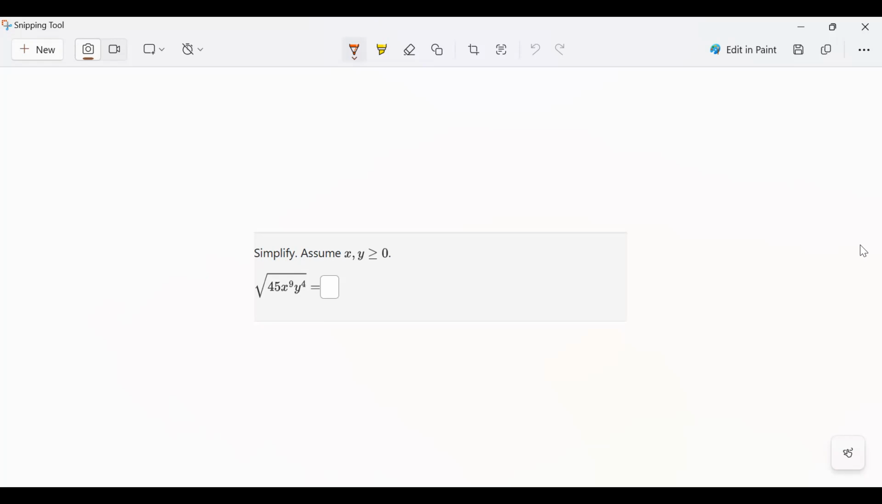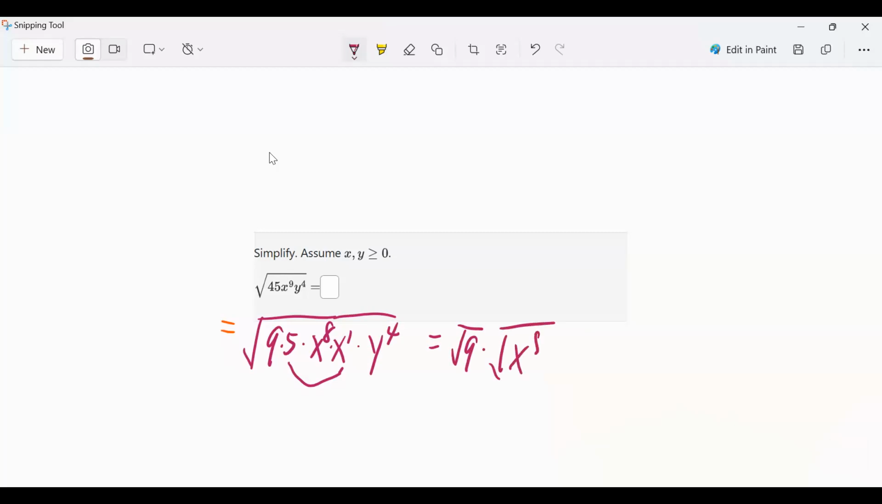Yeah, let's go with the solution here. So start by breaking down 45 first. The maximum perfect square that goes into 45 will be 9. That's 5. Then for x to the ninth, we break it down as x to the eighth times x to the first. y to the fourth is already a perfect term. Now we can keep these two in one root. So square root of 9 times square root of x to the eighth times square root of y to the fourth. Now times square root of 5x.